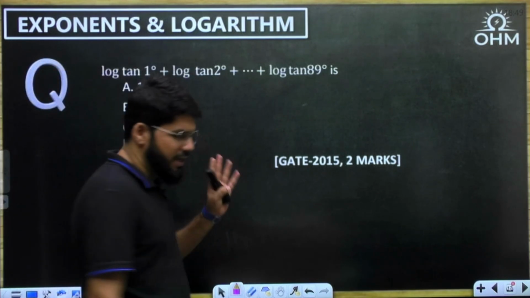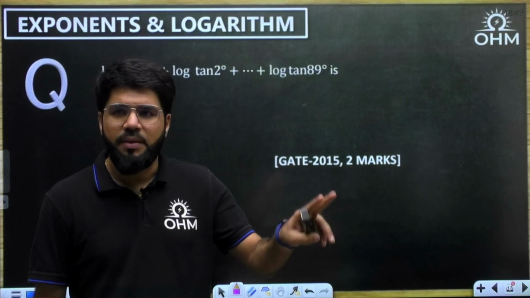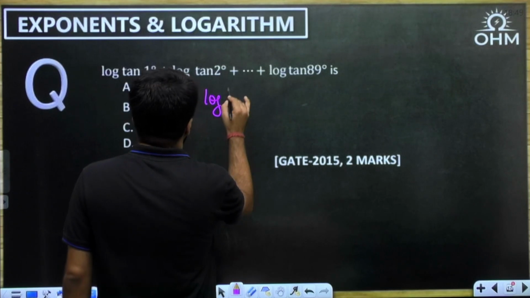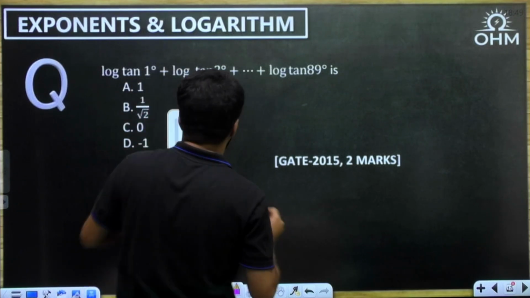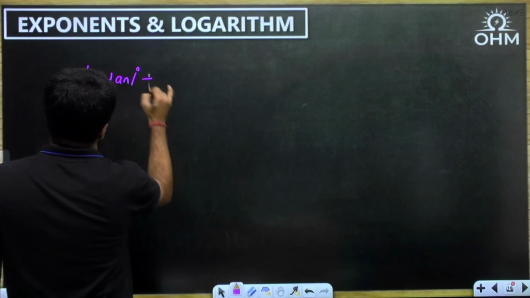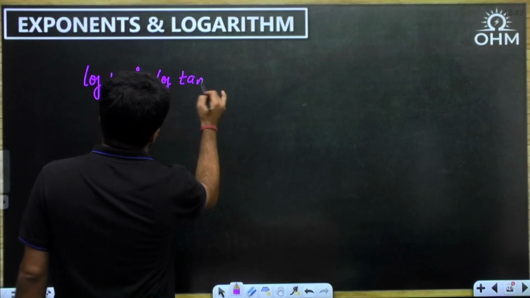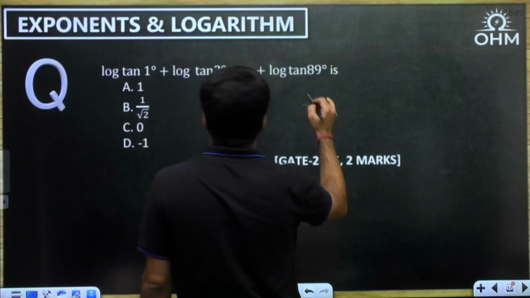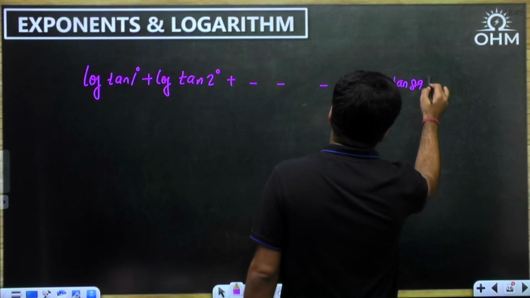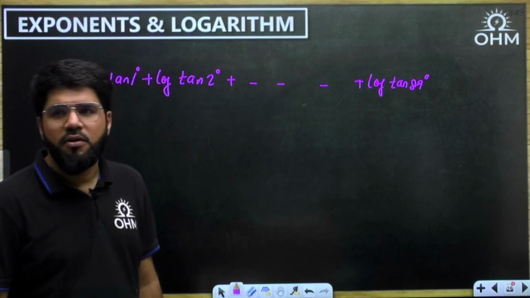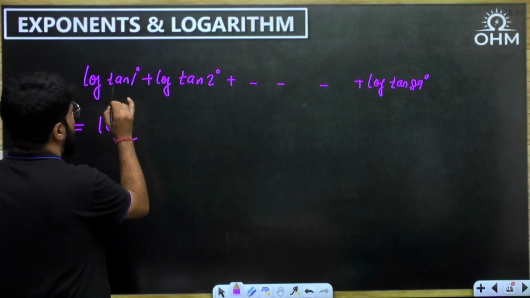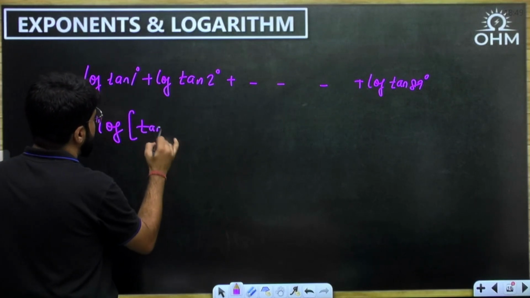First of all, log of m plus log of n, we know, is log of mn, multiplication will happen. Let me write it here, I need some space. Log of tan 1 degree, log of tan 2 degree, up to where? Up to tan 89 degree. Now I will use the property log m plus log n is log mn. So all these terms will be multiplied.